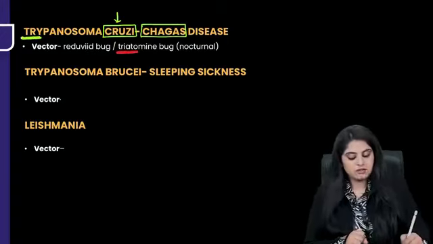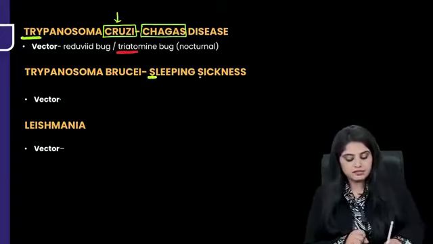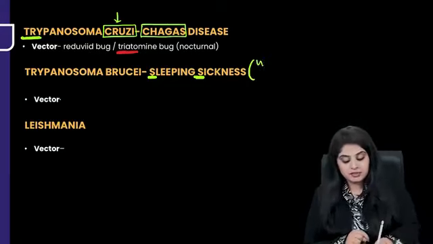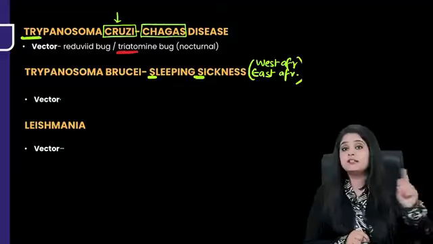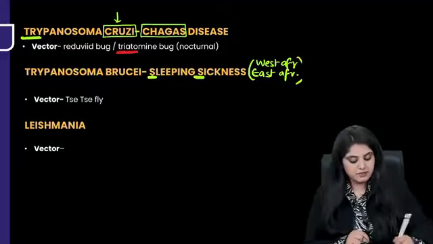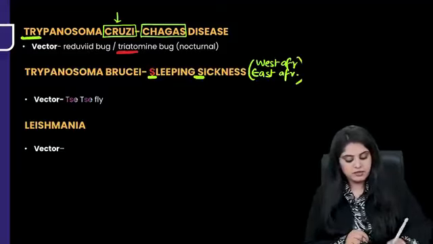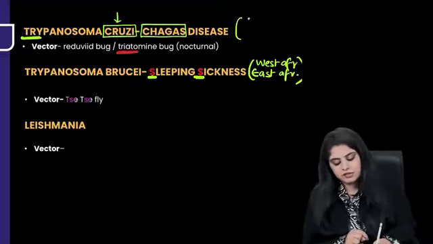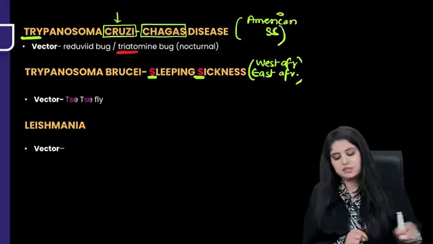Next, we talk about Trypanosoma brucei. Brucei is going to cause SNS, that is sleeping sickness, and this is of many types. There is West African sleeping sickness, East African sleeping sickness, all the African countries, and S is going to be for tsetse fly. Tsetse fly for sleeping sickness. All this was Africa, so where is the American one? The South American sleeping sickness is Chagas disease.